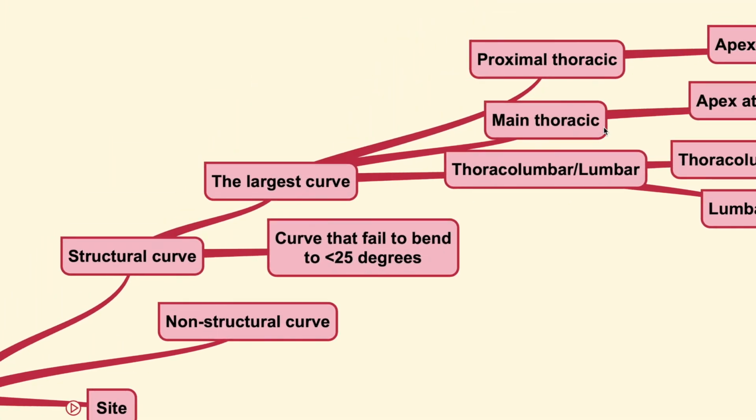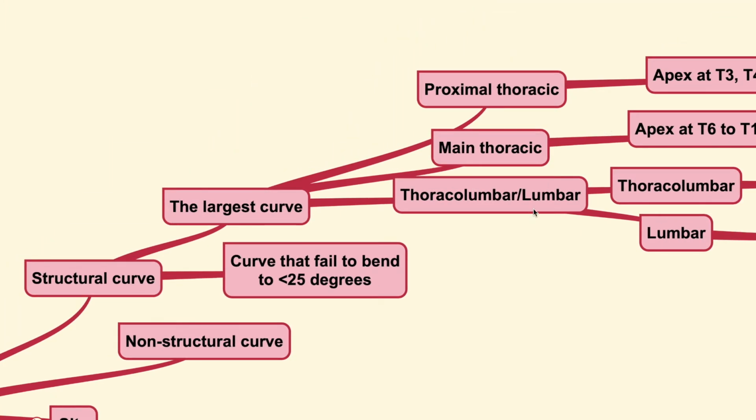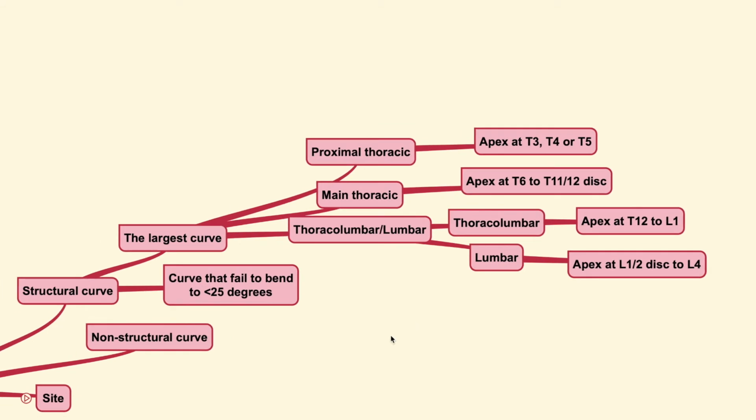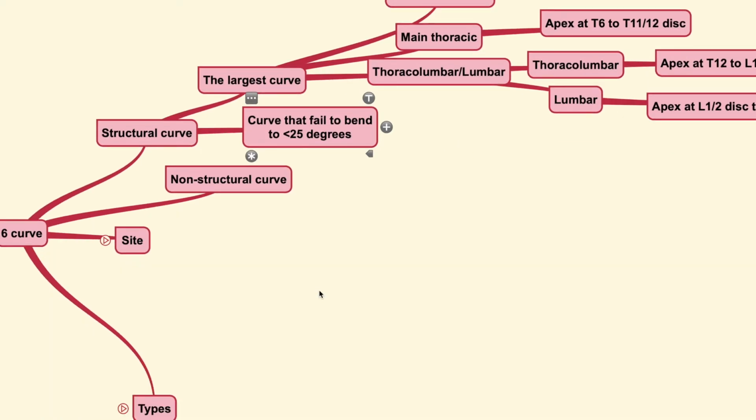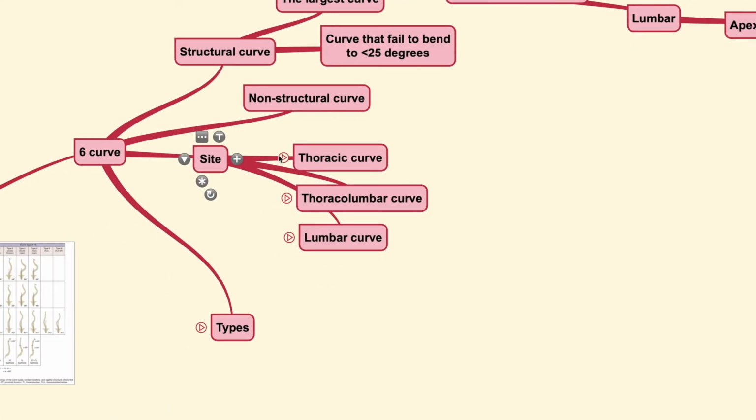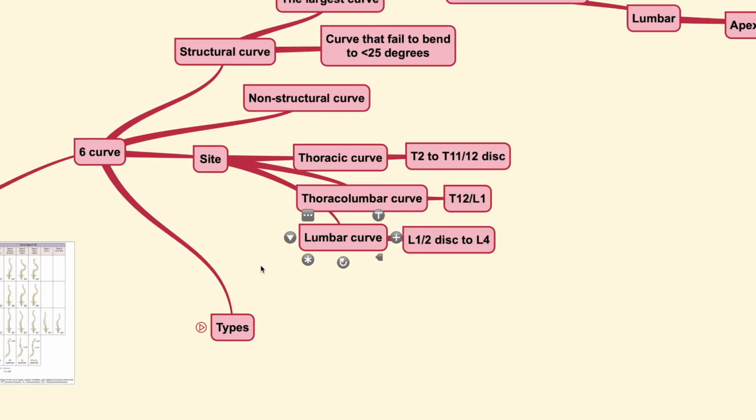Now, once again, I'm going to go over. The largest curve is the structural curve, and the curve that is smaller than the structural curve is the non-structural curve. You also say that it is a structural curve when you do a side bending radiograph, which we'll discuss later at the end of this video. At the side bending radiograph, the curve fails to bend to less than 25 degrees, meaning that when the patient has bent towards the curve and you measure the Cobb angle once again, it shows a number that is more than 25 degrees.